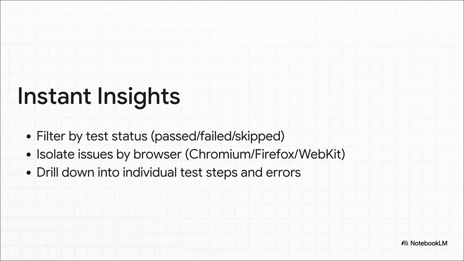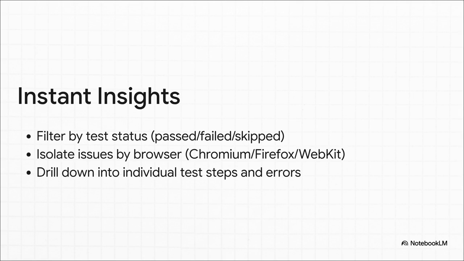Now this is where the real magic happens. This report is not static. You can play with it. Is a bug only showing up on WebKit? Cool, just filter for it. Want to see only the failed tests across all browsers? One click. This is how you spot patterns in seconds and drill right down to the specific error messages and test steps.